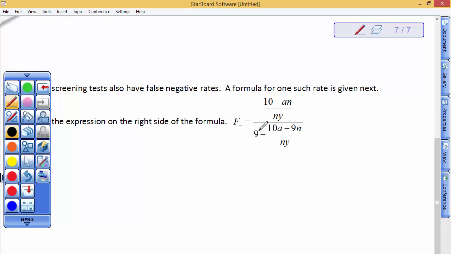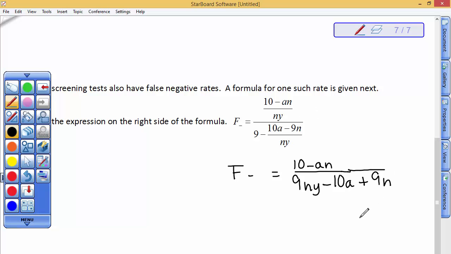Finally, these are almost ready. This would become a 9ny over an ny. So that you could combine these. Carefully, you got to subtract this sign right here. And I'm just going to tell you that a false negative says that you don't have cancer, but you really do. And when you simplify this false negative, I have 10 minus an over 9ny minus 10a plus 9n. See if you can get that. See if you can work this problem through to get this expression in the end.